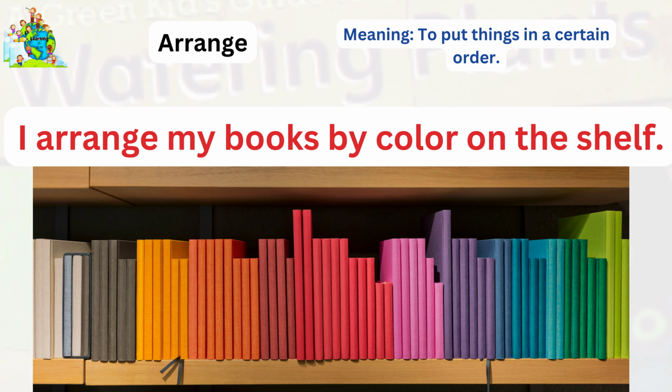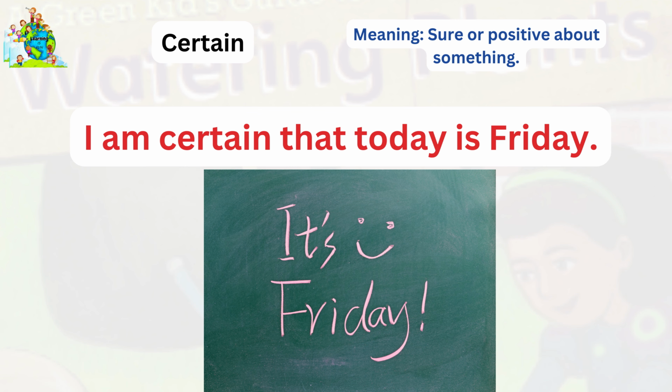3. Arrange. Meaning, to put things in a certain order. Sentence: I arrange my books by color on the shelf. 4. Certain. Meaning, sure or positive about something. Sentence: I am certain that today is Friday.